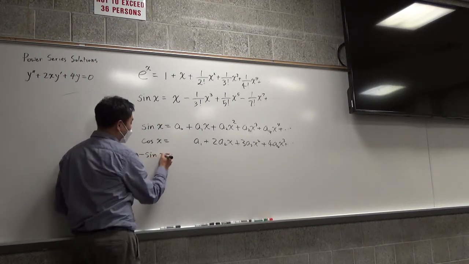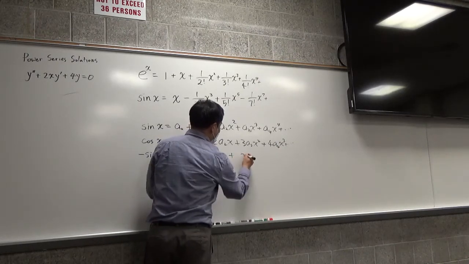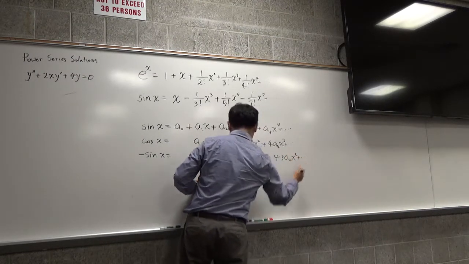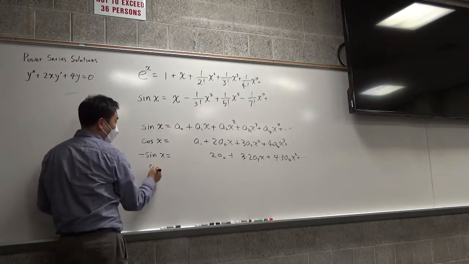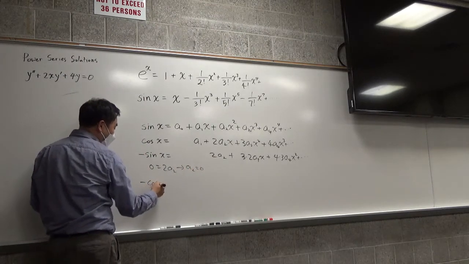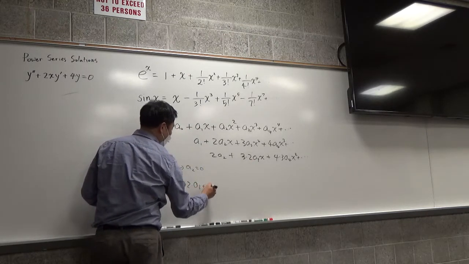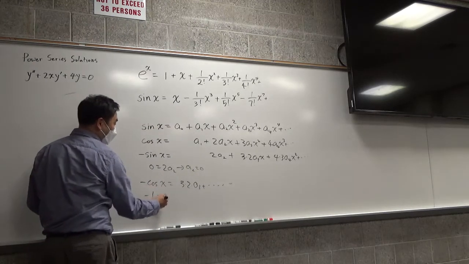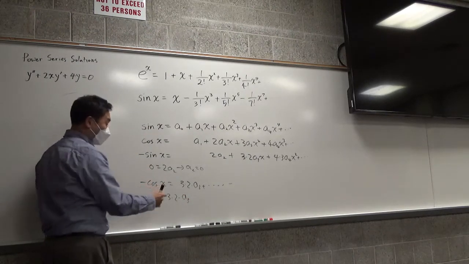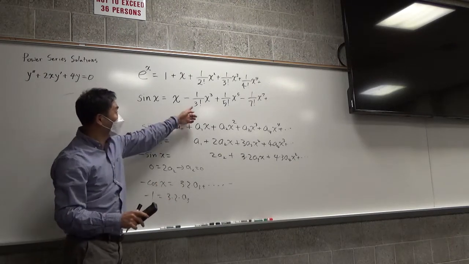Differentiate again. Plug in 0, and you get 0 equals 2a2. You get a2 as 0. Differentiate again, and this time there's something, right? That's 3 times 2 times a3, and then plus something else. You plug in 0, you get negative 1 equals 3 times 2 times a3. So you get negative 1 over 3 factorial, because 3 factorial is 3 times 2 times 1, which is exactly the same as 3 times 2.